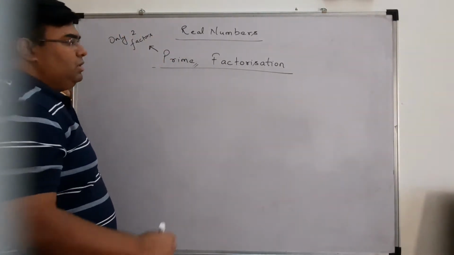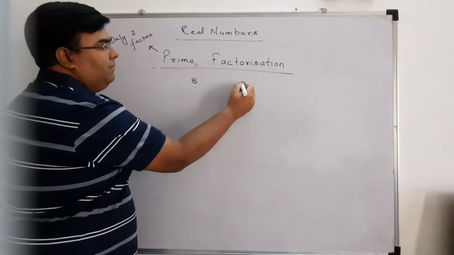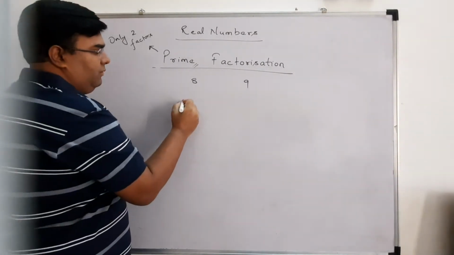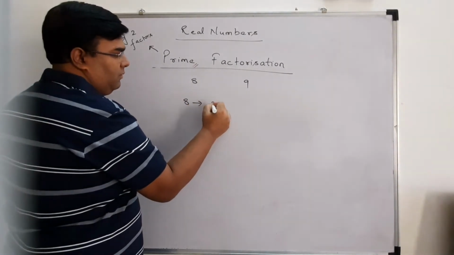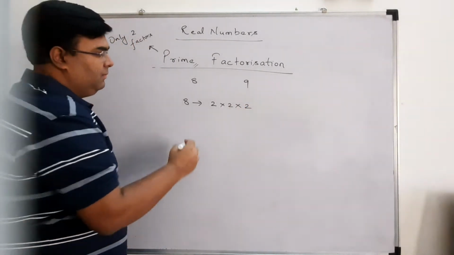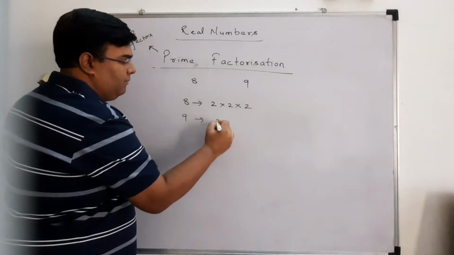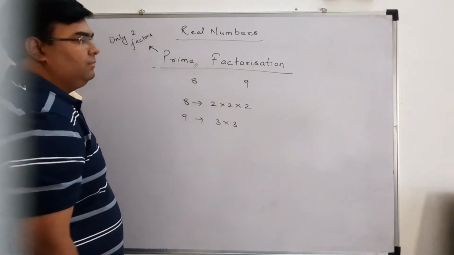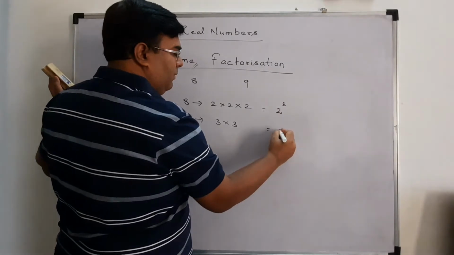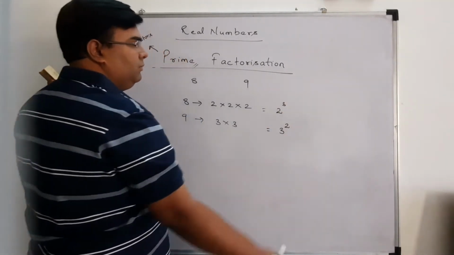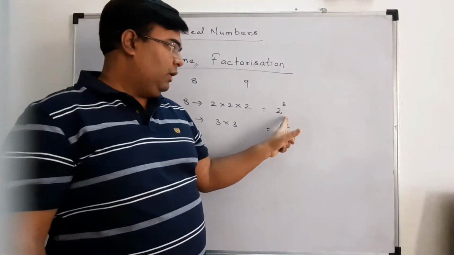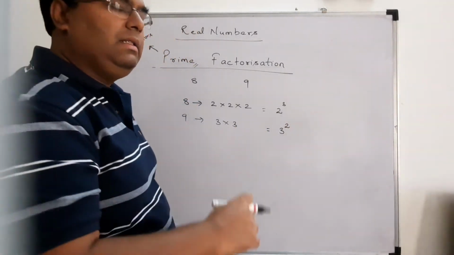Okay, now suppose we have 8 and 9. These are the 2 numbers. So first, correct, and 9. So here we got 2 raised to power 3 and 3 raised to power 2. Now we don't have 3 here and 2 here, but we can write.